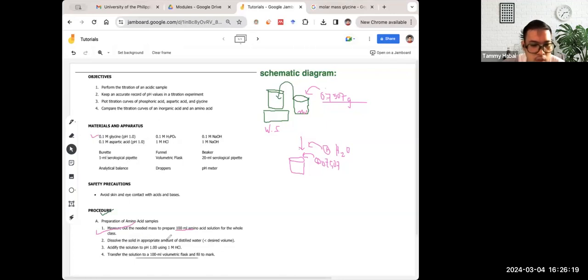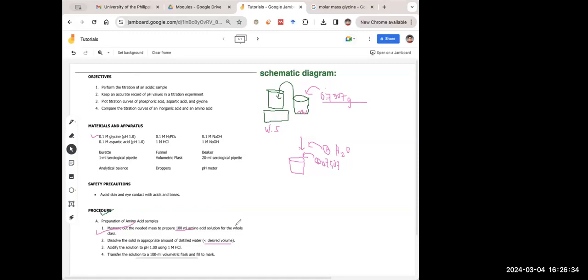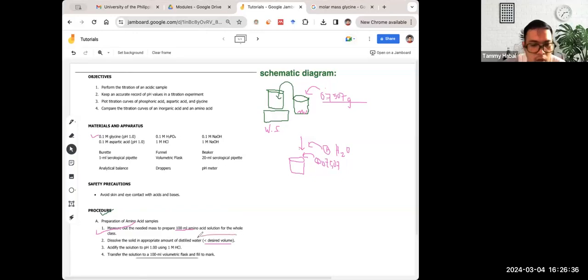So number 2, dissolve the solid in an amount of water greater than the desired volume. So if you want 100 ml amino acid solution, you have to dissolve it in what? Water. Yeah, greater than the desired volume. So if you dissolve the solid in an appropriate amount of distilled water, it should be greater than 100 ml, because you're preparing 100 ml in a volumetric flask, right? So you dissolve it. Acidify the solution using 1 molar HCl.